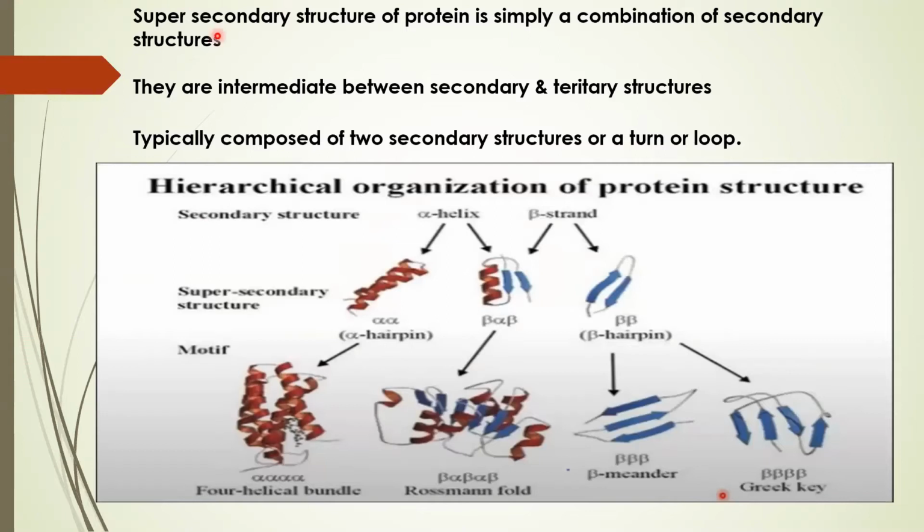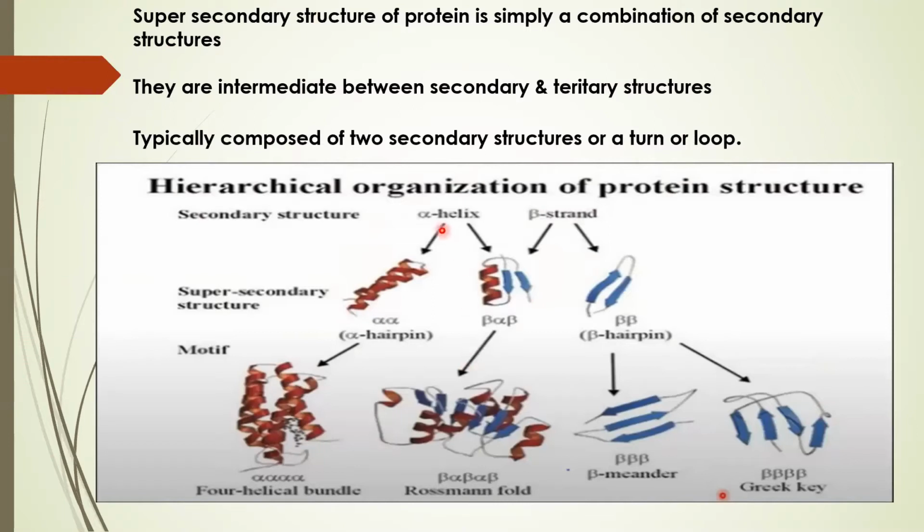So now let us give a brief introduction of super secondary structures. Super secondary structures, above the secondary structure of a protein, are simply a combination of secondary structures. They are intermediate between the secondary and tertiary structures, typically composed of two secondary structures or a turn or loop. So here is a very systematic diagram which is given here.